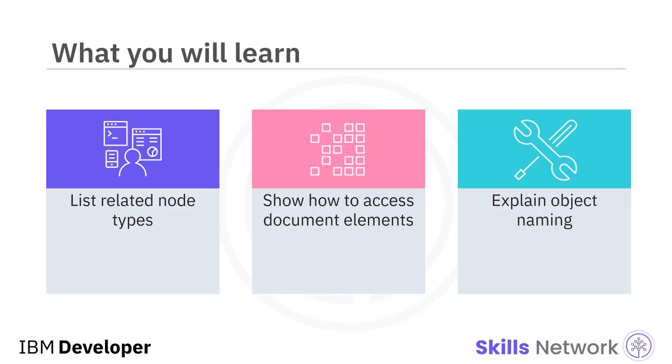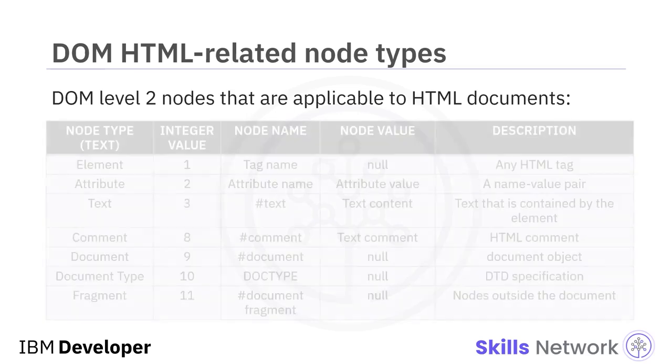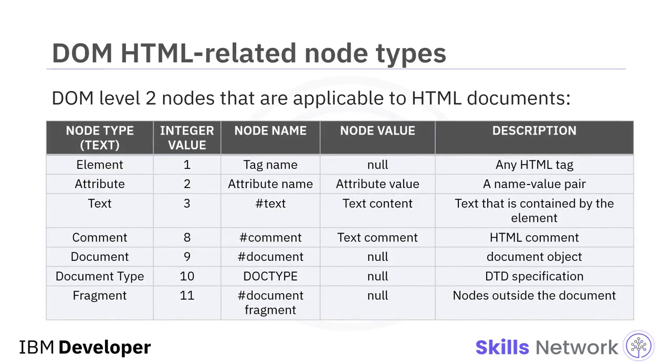explain object naming. The W3C DOM Level 2 defines 12 different types of nodes, 7 of which have direct applicability in HTML documents. Node types that are not applicable to HTML are omitted from the table. This table is of interest so that when you view a DOM tree, you understand the meaning of the numeric node types. Each node type is a named constant that is also represented by an integer value.